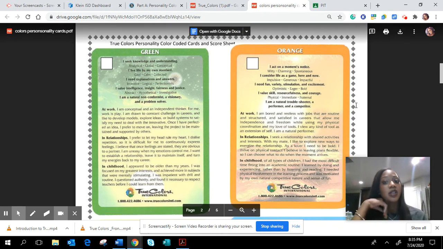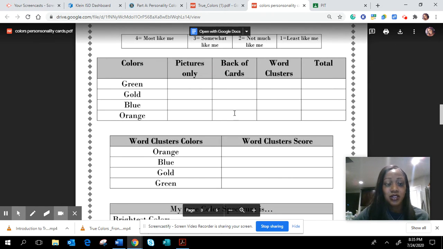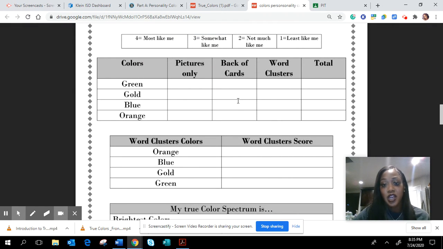Here's the deal. I don't want you guys to pay attention to the colors that are stated on the back of these cards. Don't pay attention to that right now. That is strictly so that when you start the labeling process, determining your value set, you are able to identify which card is your 4, which one's your 3, which one is your 2, which one is your 1.